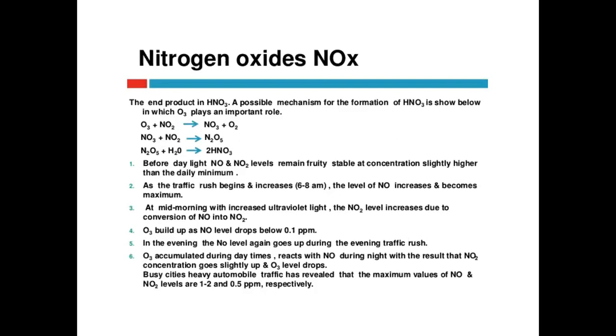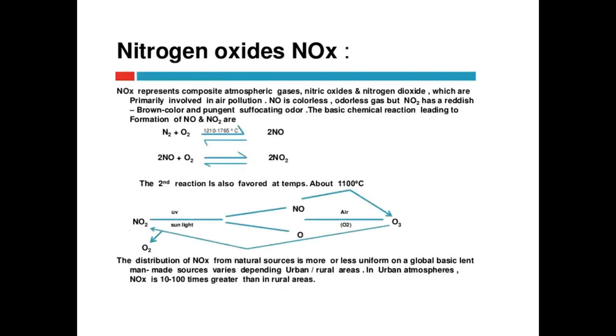So basically the production of nitrogen oxides is due to this traffic rush, combustion of fuels, and the interaction of N2 and O2 during lightning, industrial waste, nitrogen oxides. We have basically two types of nitrogen oxides, right? NO, nitrogen monoxide, and NO2, nitrogen dioxide.